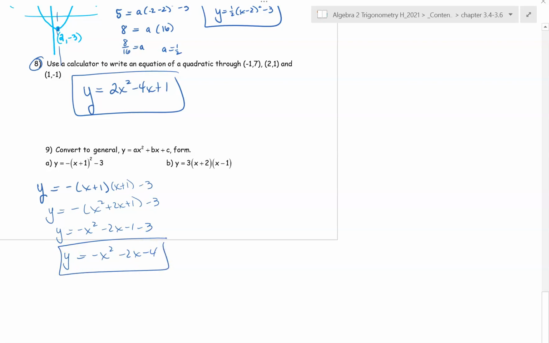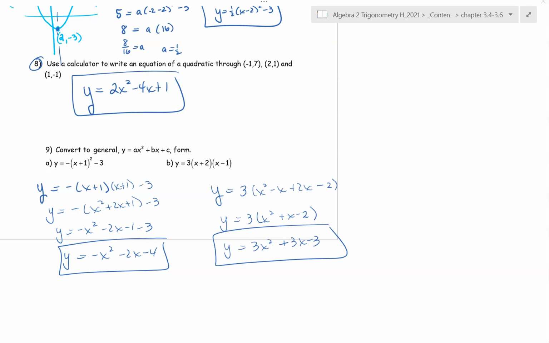And then for the next one, go ahead and pause the video. Multiply the quantity (x plus 2) times the quantity (x minus 1) and then distribute your 3. So y equals 3 times the quantity (x squared plus x minus 2), distribute the 3, and you have converted to general form. Great job, everybody.